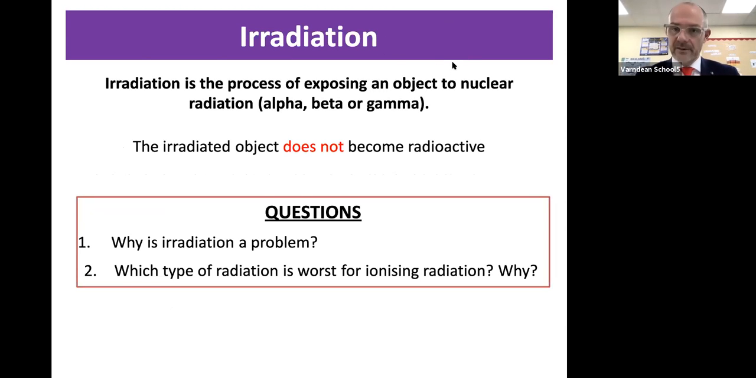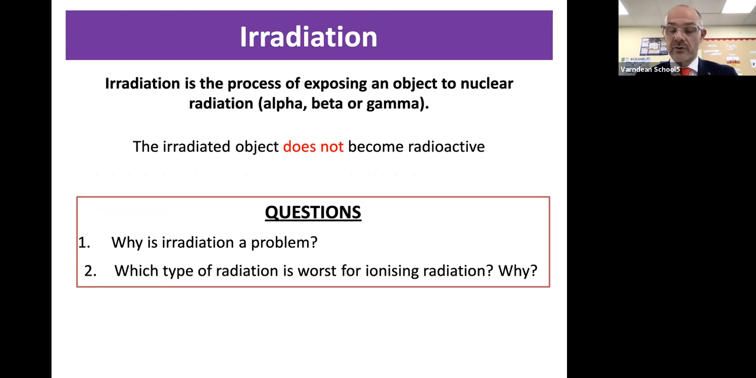Irradiation is something completely different. Irradiation is where you deliberately expose an object to nuclear radiation, that's alpha, beta, or gamma, for all sorts of reasons. But the object does not become radioactive. You take the source of radiation away, it stops. There is no more radiation there. It does not make it radioactive.